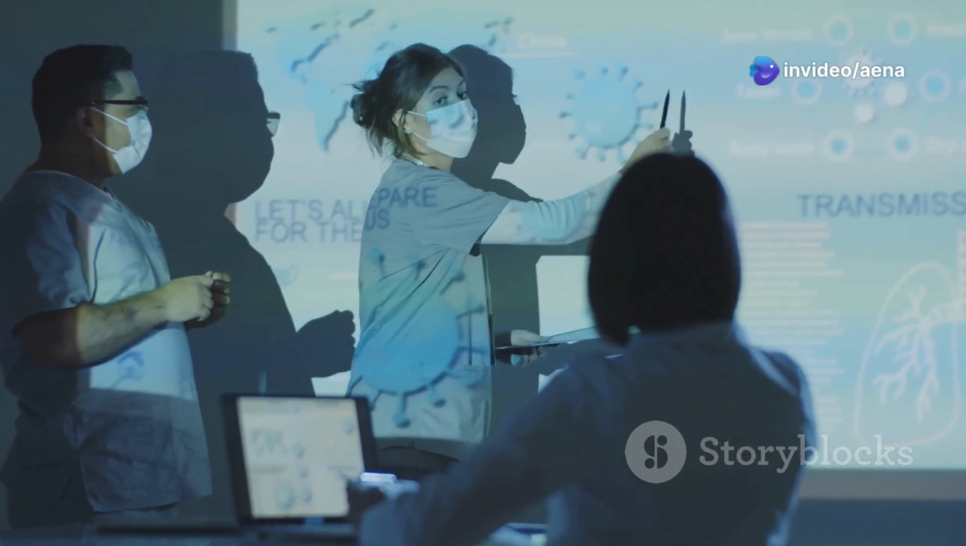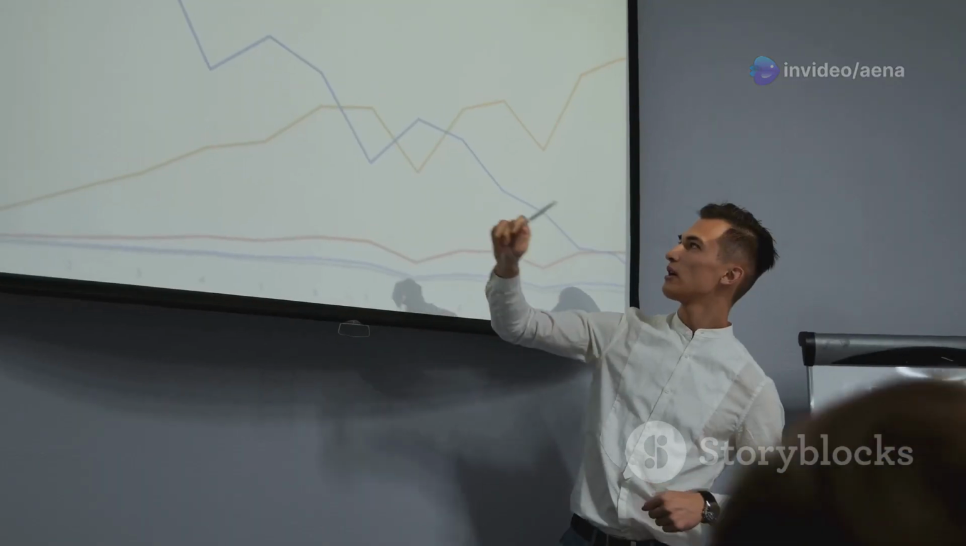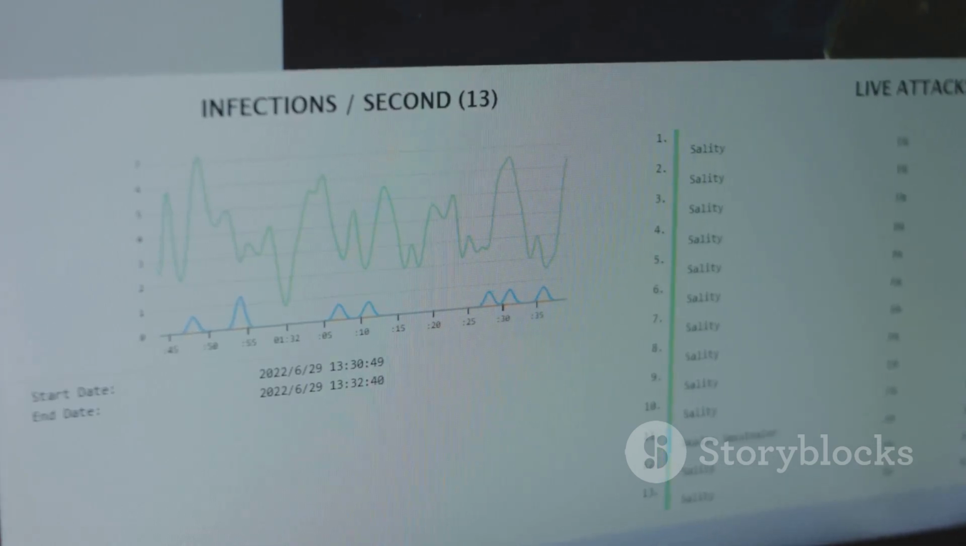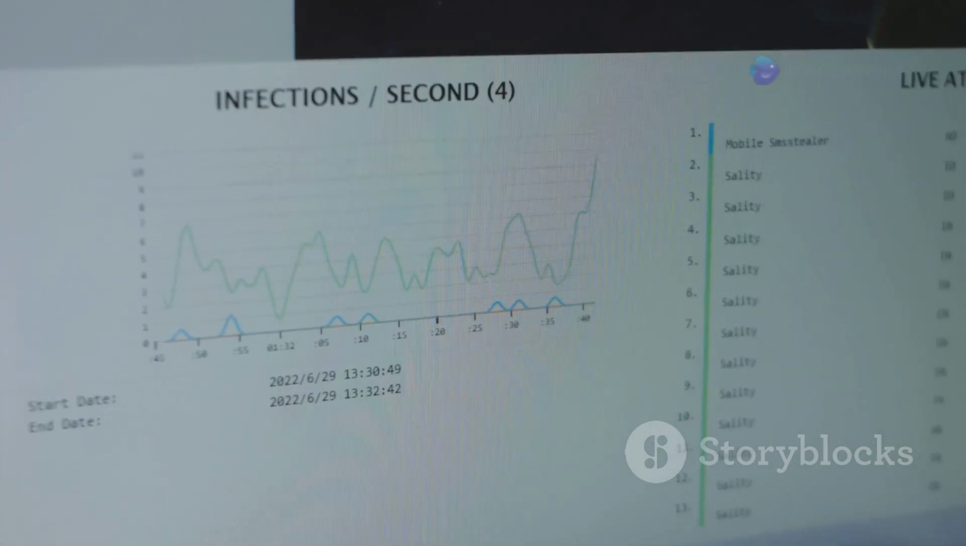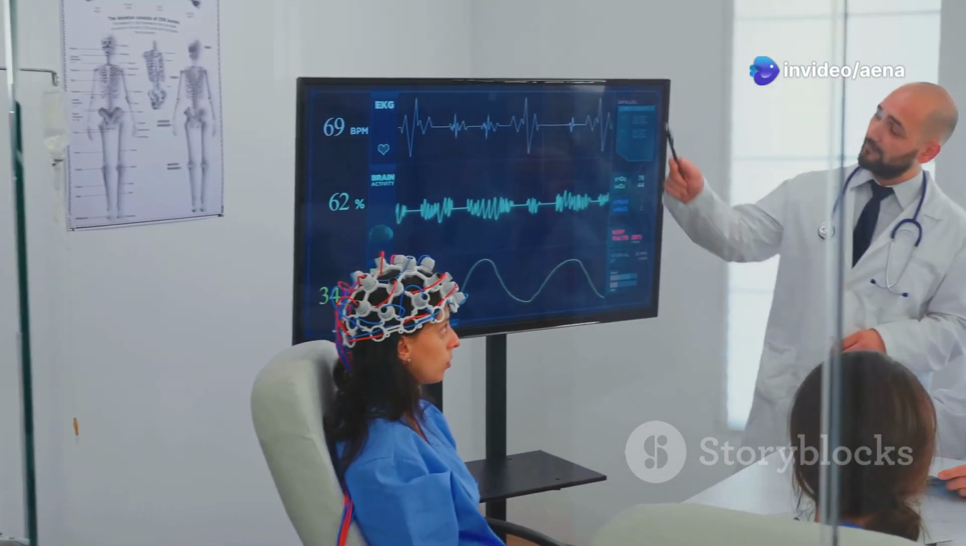Epidemiology relies on several key concepts to understand disease patterns in populations. Let's break down a few of the most important ones. First, we have incidence. This refers to the number of new cases of a disease that occur in a population over a specific period. Think of it as the rate at which new cases are appearing.